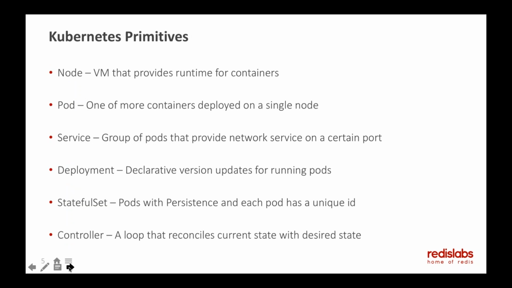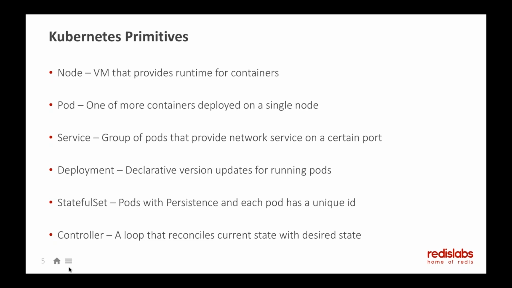So now let's switch tracks a little bit and talk about the basic primitives that are available in Kubernetes. Because before we go any deeper into Kubernetes, we want to understand what the basic abstractions provided by Kubernetes are. So let's walk through some of the common ones that you may end up using in your deployment.